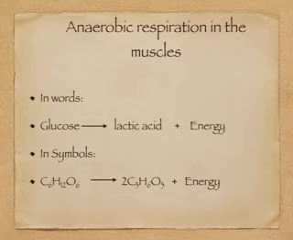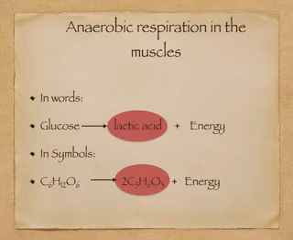Now the word equation is glucose is converted into lactic acid and energy. And if you're doing extended, you need to know the equation in symbols. So it's C6H12O6 forms 2C3H6O3 and energy. Lactic acid is poisonous, so it must be removed from the muscles and it's going to be taken to the liver and broken down using oxygen.